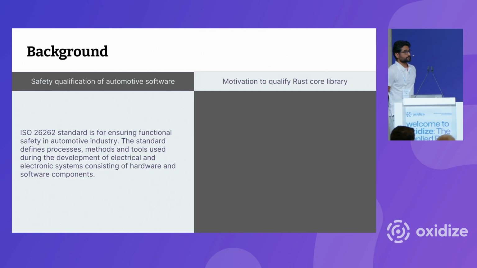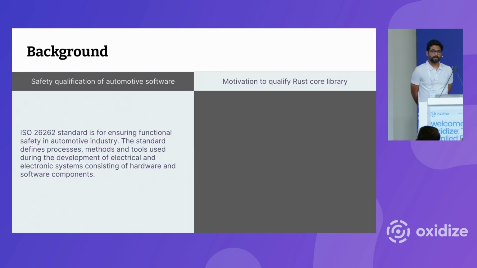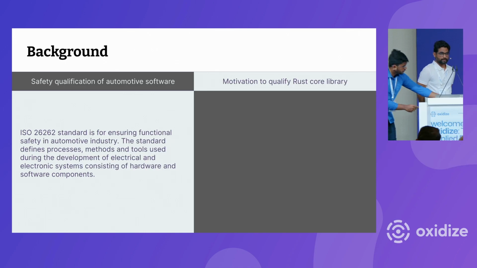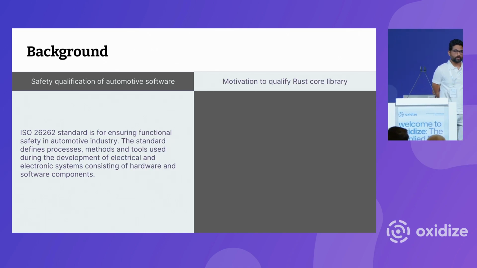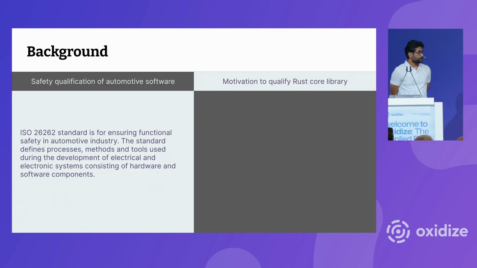Okay, so a bit of background. What is automotive safety compliance for automotive software? It is guided by a standard, ISO 26262, which is for ensuring functional safety, and it defines all the processes and methods and what documentary evidence you need to produce for ensuring the software that goes in vehicles is functionally safe.